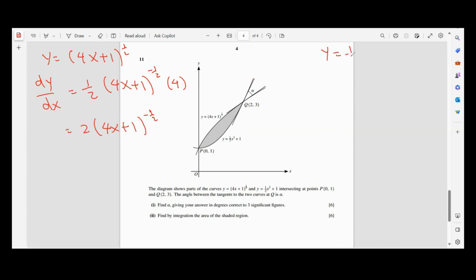And the other one is for half x squared plus 1. So dy over dx equals x, only x. And then I will substitute the x with this 2. So 2 times (4 times 2 plus 1) to the power of negative half, 8 plus 1 is 9, square root 3, so 2 over 3. And then this, of course, this is 2.